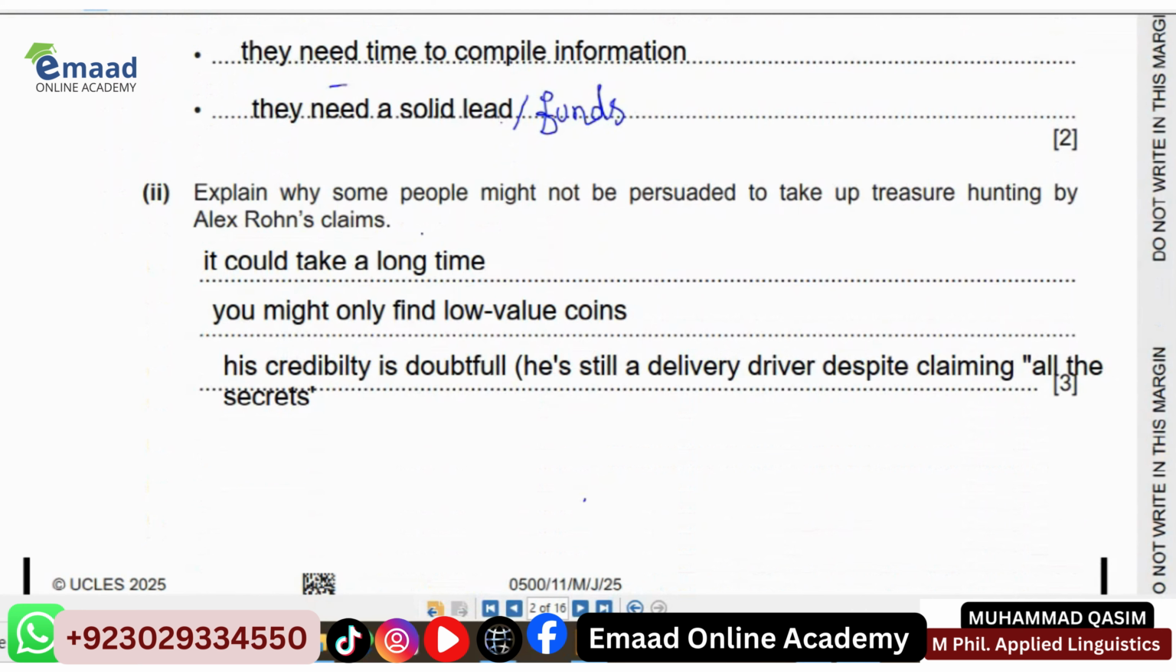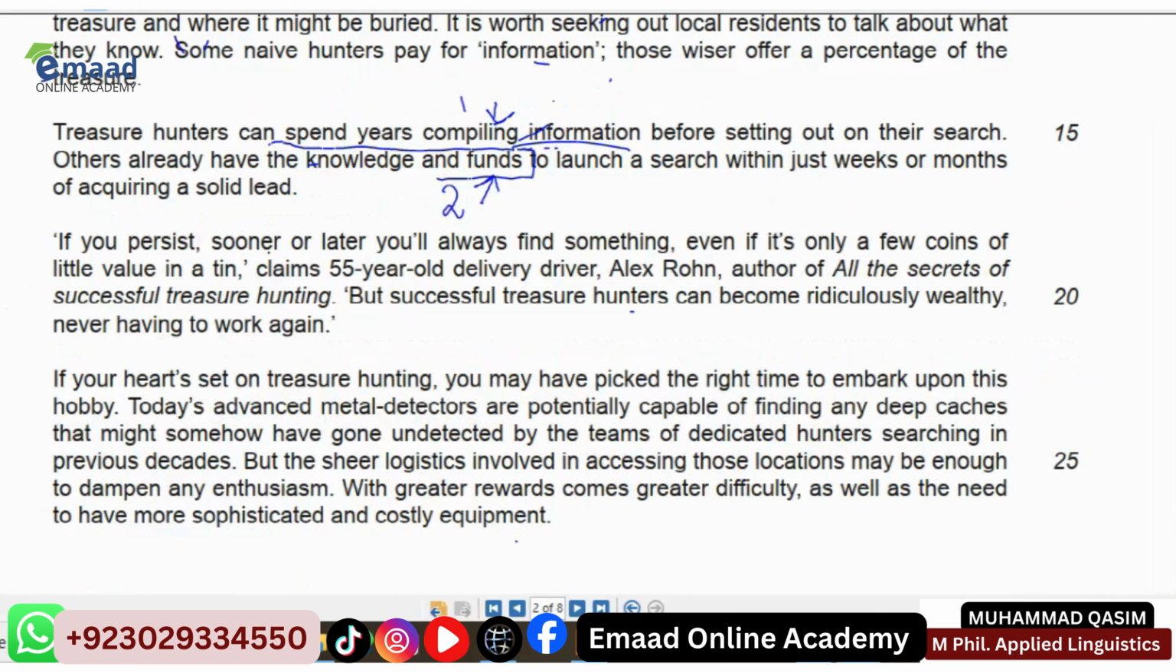Okay, explain why some people might not be persuaded to take up treasure hunting by Alex Ron's claims. You have 3 marks for this, but this question is not easy. It's not based on explicit information, but implicit information. It's something that is not given directly in the words of the text, rather you have to infer. You have to do inference. You have to infer the text.